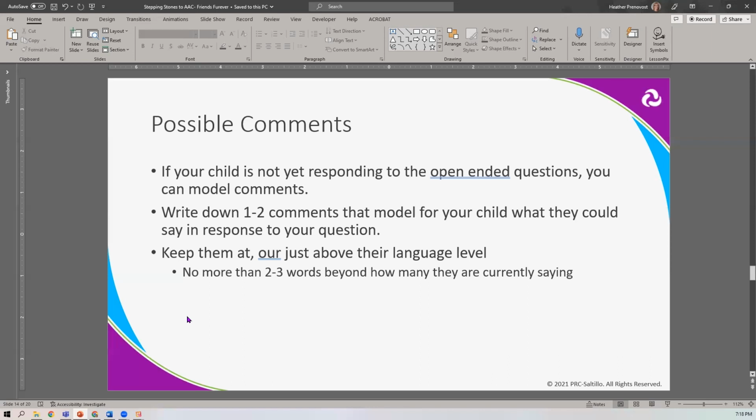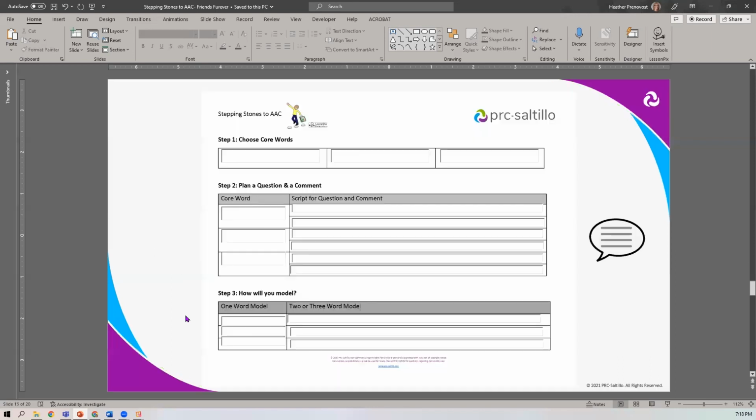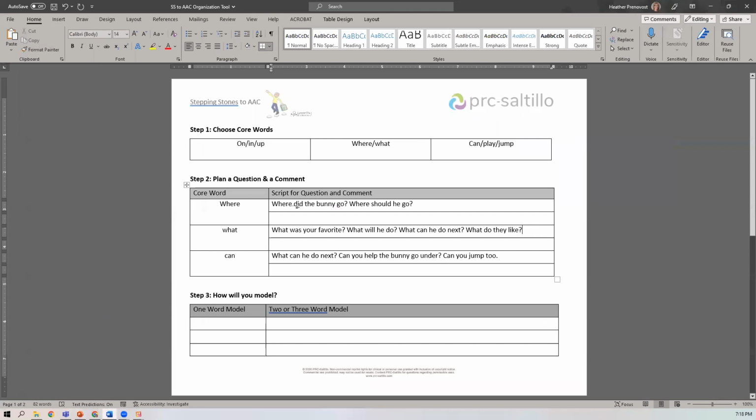We don't want to be modeling, the bunny went over the couch yesterday. That's a lot if they're only at that 1 to 2 word level. We don't want to overwhelm them or ourselves. I know that used to stress me out, trying to then find all those words on the device. Absolutely.